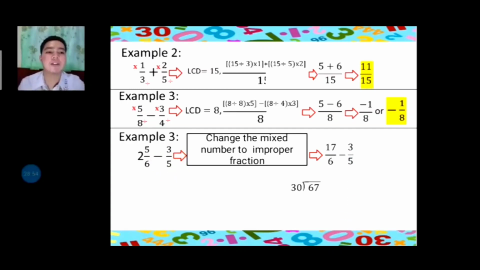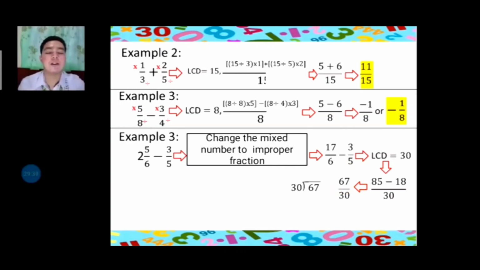Let's proceed to subtraction. Now we have dissimilar fractions. Let's find the LCD. Our LCD is 30. Same process, that will be our denominator. 30 divided by 6 is 5, times 17 is 85. Then 30 divided by 5 is 6, times 3 is 18. So 85 minus 18 over 30. That will result in 67 over 30.